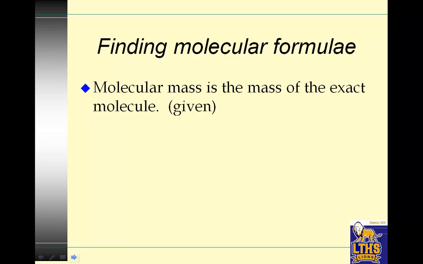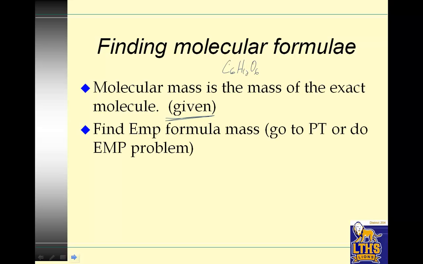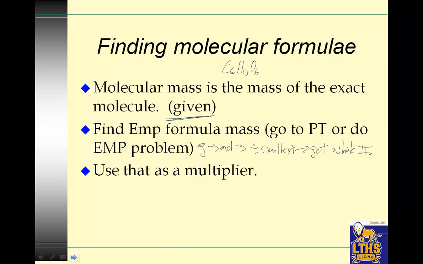Molecular mass is the mass of the exact molecule. Okay, so this is going to be given, the exact molecule. So this would be the mass of C6H12O6. Okay? Or you'd have to look that up. Find the empirical formula mass. Go to the periodic table or do the empirical problem. Remember the grams to moles to divide by smallest to get whole number. All right, get the whole number by multiplying. That's my empirical problem. And use that as a multiplier.